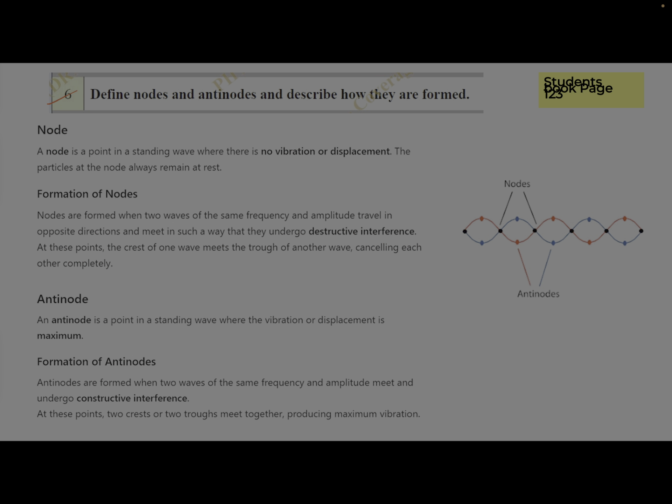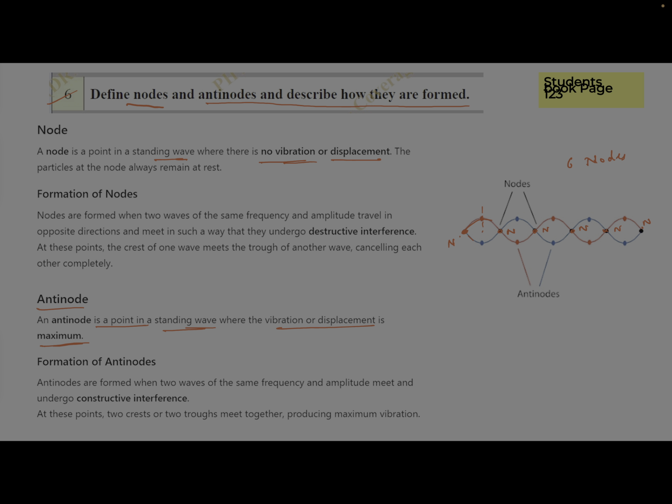Now the sixth objective is to define nodes and antinodes and describe how they are formed. See, a node is a point of a standing wave where there is no vibration or displacement, okay? And an antinode is a point of the standing wave where the vibration or the displacement is maximum. Here you can see the waves, red and blue. The dotted points are the minimum points, with no vibration, no displacement. So these are called nodes, okay? 1, 2, 3, 4, 5, 6. So there are a total of 6 nodes in this diagram.